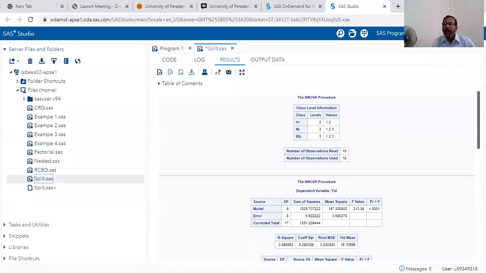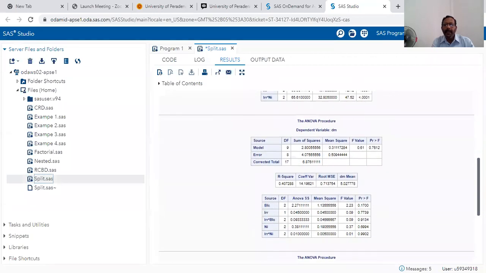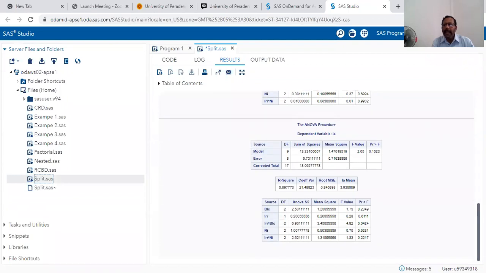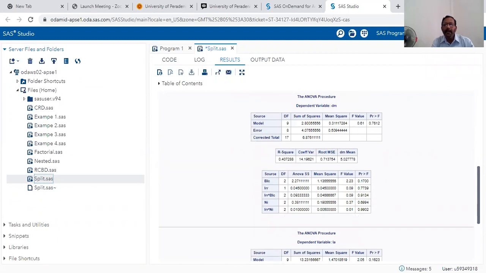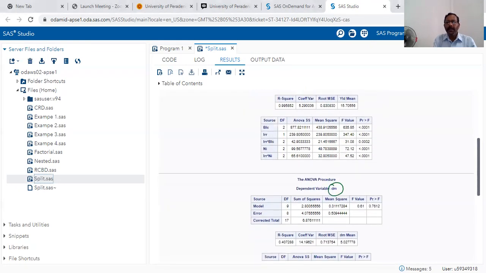This is for the yield. First one is for the yield. Right? Second one is for the LA. Something is missing. Dry matter. Dry matter also coming. Yes. So this is for dry matter. Earlier one, this is for what? This ANOVA for yield. Right? Look at the second ANOVA. That is for dry matter.